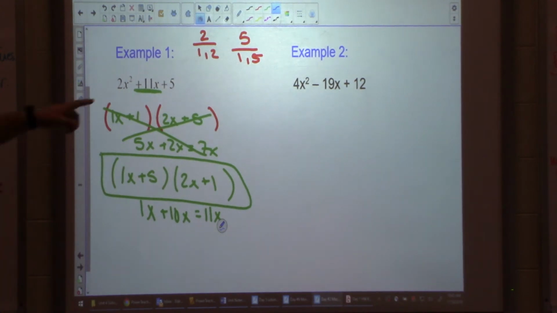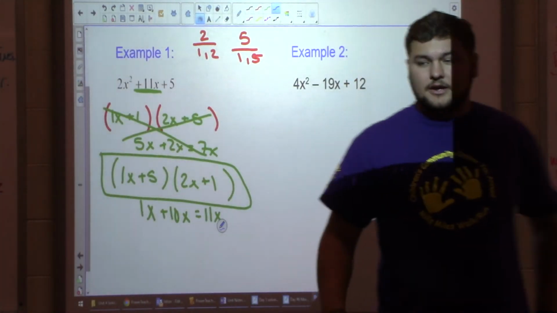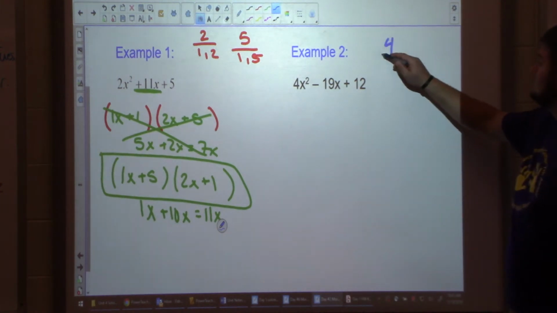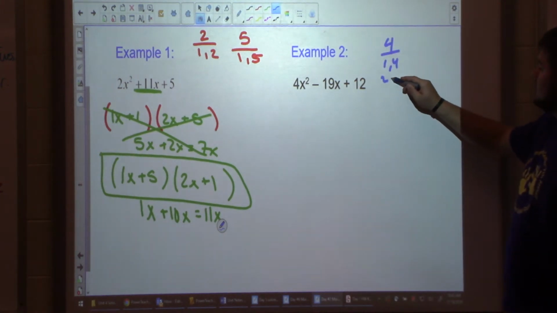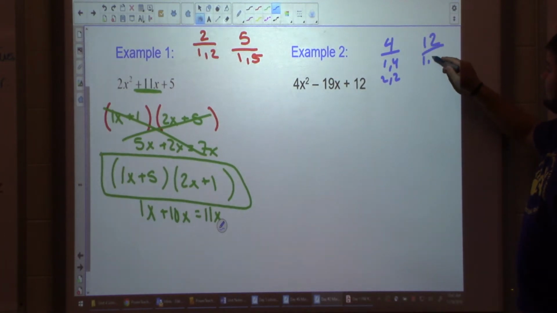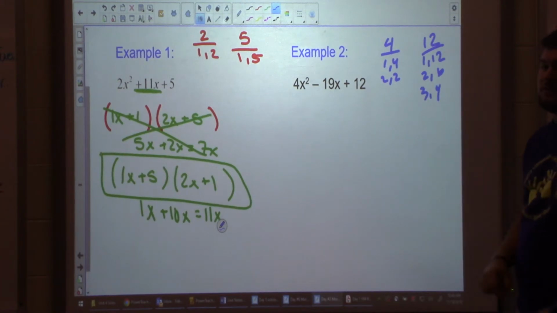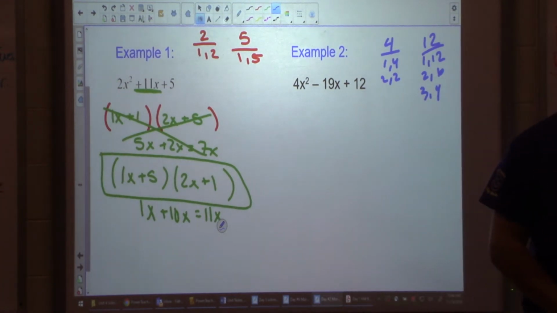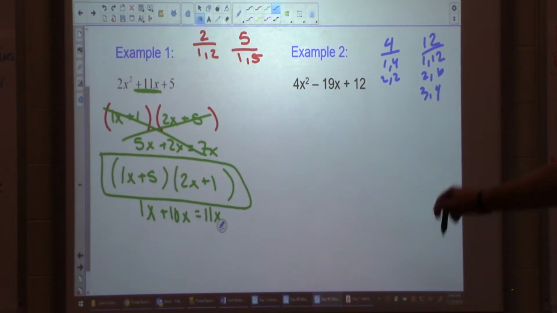Alright. The second one, I'm going to do the same thing. I'm going to take 4. I'm going to find all of its factors. 1 and 4. 2 and 2. I'm going to take 12. Find all of its factors. 1 and 12. 2 and 6. 3 and 4. Alright, remember this is the guess and check method. I'll show you box method here in a second.